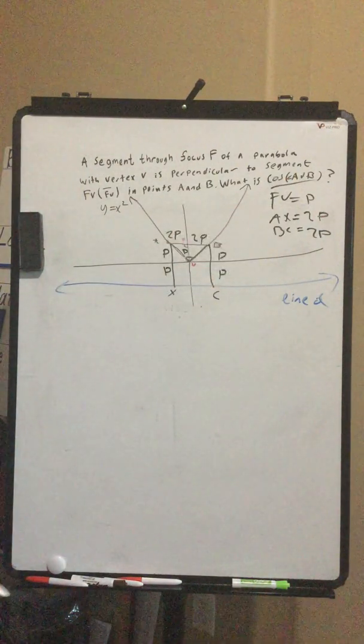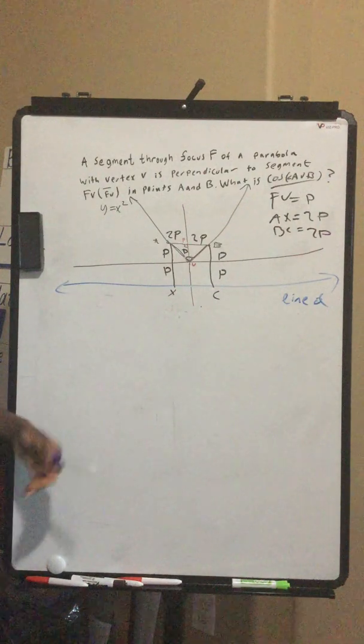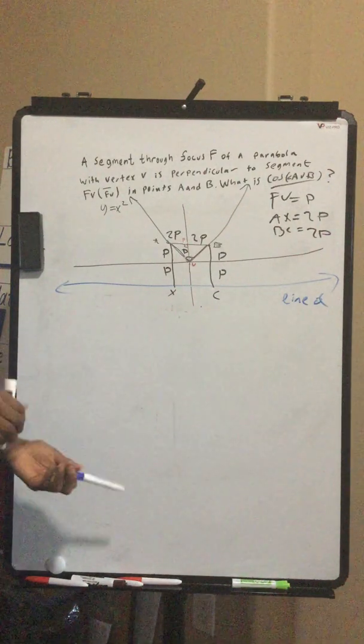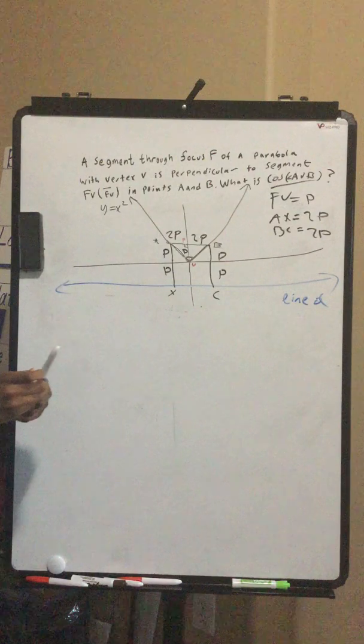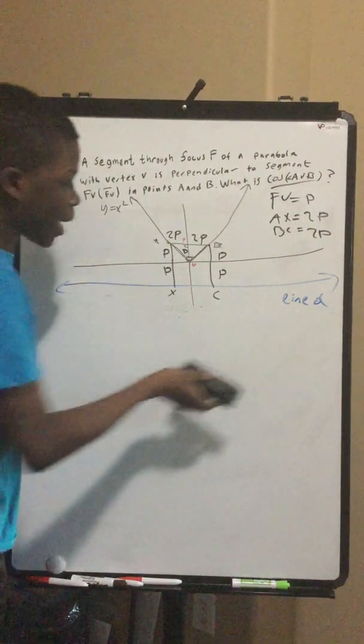And now you can say that the latus rectum of a parabola is equal to the absolute value of 4P, because we're talking about distance or length. So yeah, I guess we derived the latus rectum.